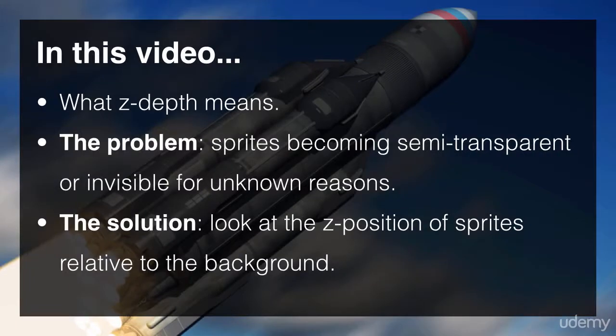In this video, we're going to talk about what Z depth means. We're going to discuss the problem and the solution. The problem we'll have if we don't understand Z depth is sprites becoming semi-transparent or invisible or generally misbehaving. And the solution is to look at the Z position of the sprites relative to the background.